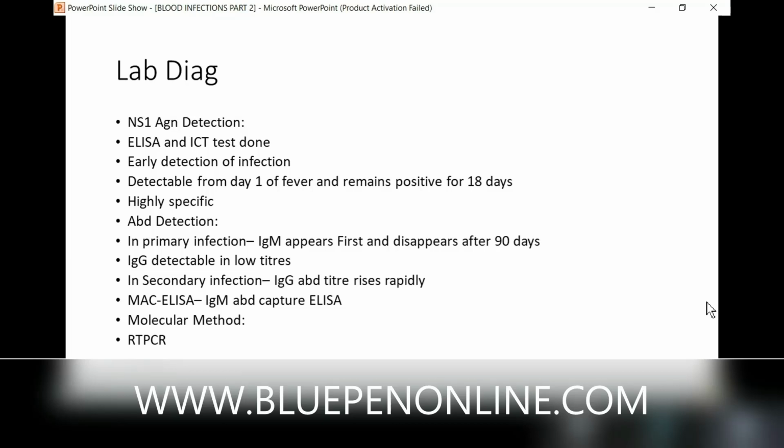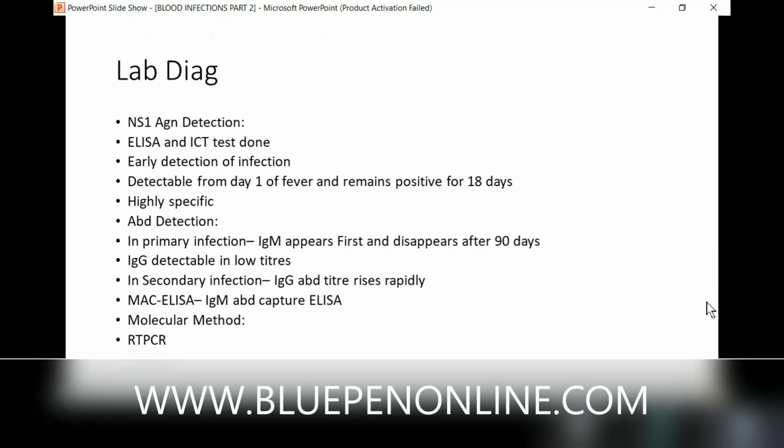In primary infection, IgM antibodies appear first and disappear after 90 days. IgG is detectable in low titer. If you look at the reports, sometimes they do the IgM antibody test. The IgM antibody test is the first to appear, and it is the preferable test for antibody detection. In secondary infection, IgG antibody.